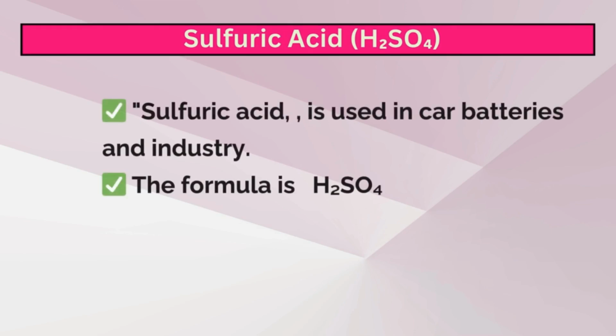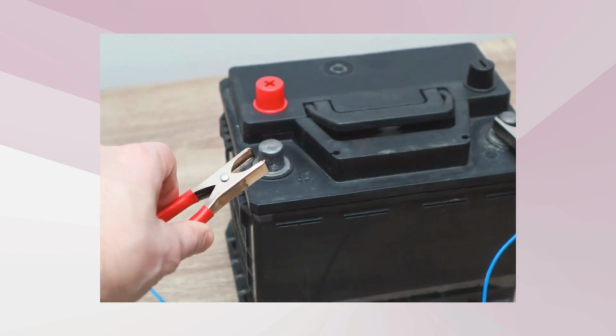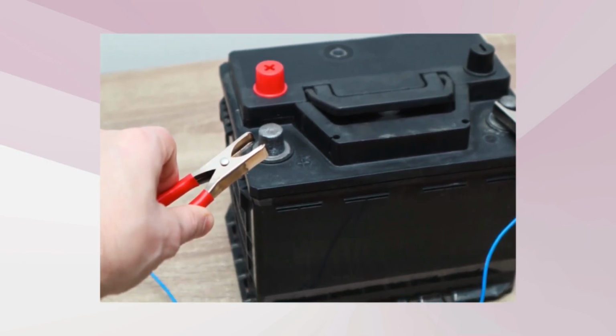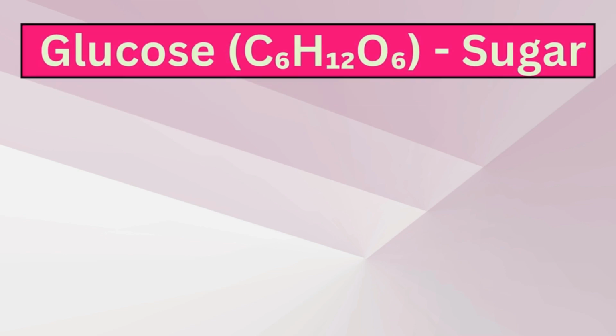And now sulfuric acid. Its formula is H2SO4. It is used in car batteries and also in industry. It contains hydrogen, sulfur and oxygen. As you can see, H2SO4 is used in car batteries. It carries current in it.